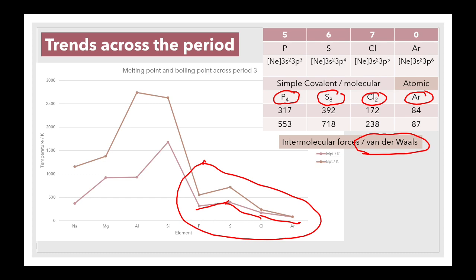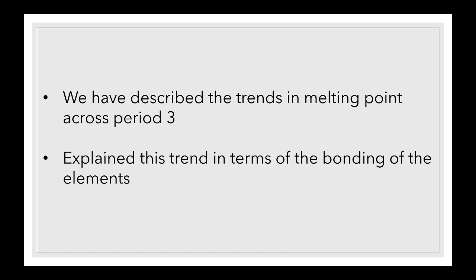So, what have we talked about? Well, we've described the trends in melting point across period 3. We've looked at how the metals increased, how silicon has a much higher melting point than the others because of its structure, and then also how the smaller molecules and the atoms change as well. And we've explained this trend in terms of the bonding, going from metallic to giant covalent to simple molecular to atomic, and talked about the forces that are holding these together. So what forces of attraction are there between chlorine molecules, between argon atoms, between the atoms in a sodium metallic lattice?